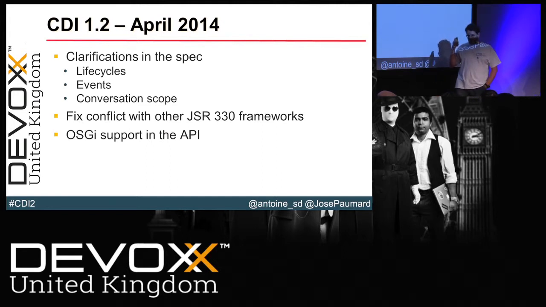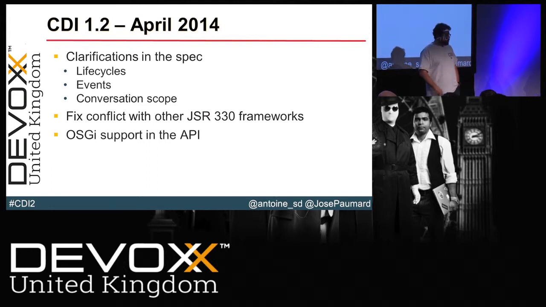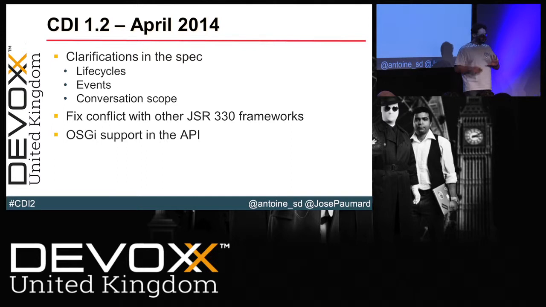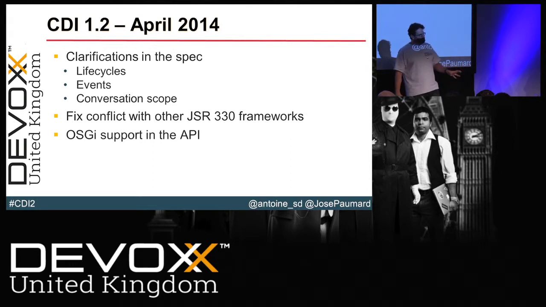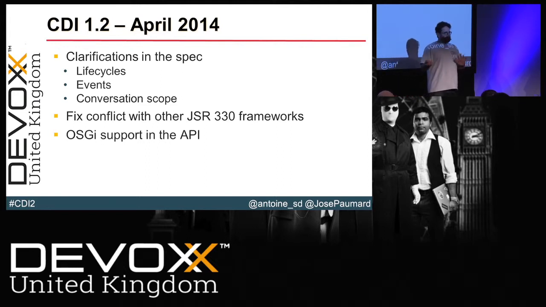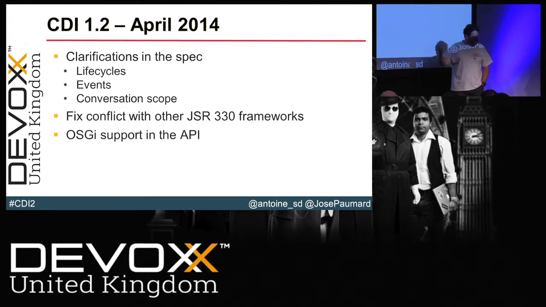CDI 1.2 is the version you will find in the current Java EE 7 open source servers, and that you'll probably find in all the commercial supported servers when they come out. It's 1.1, but with some clarifications. Also, a big fix to avoid conflicts with other JSR 330 frameworks, like Spring, like Guice, like Dagger. Before that, in 1.1, there could be some issues when you deployed a Spring or Guice application in your container. From 1.2, it's no longer the case. And we added OSGi support in the spec.